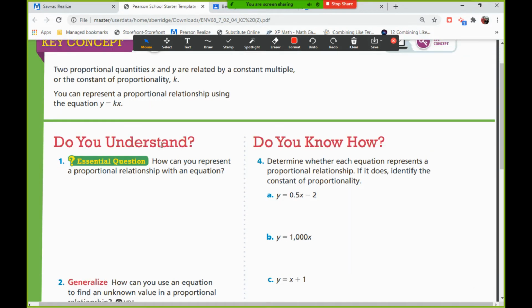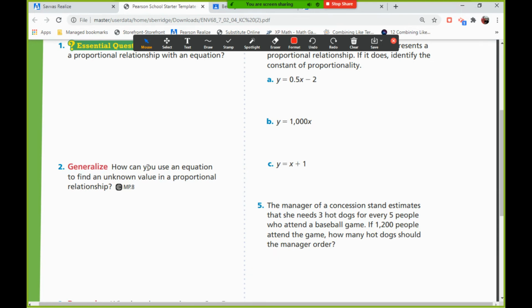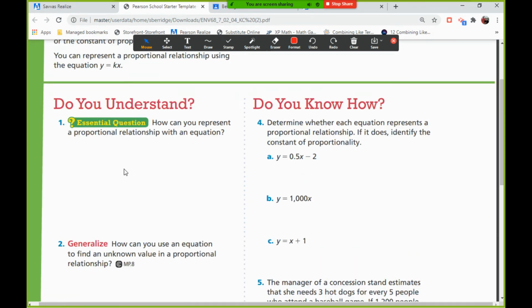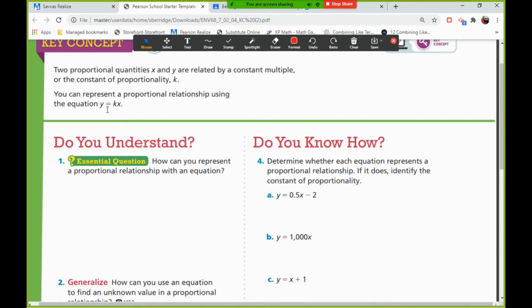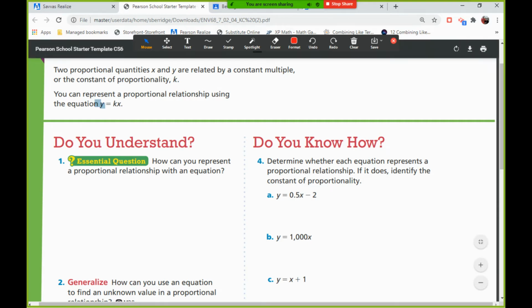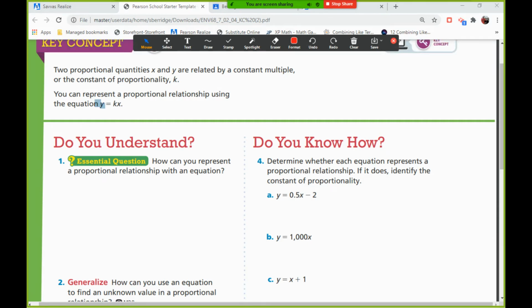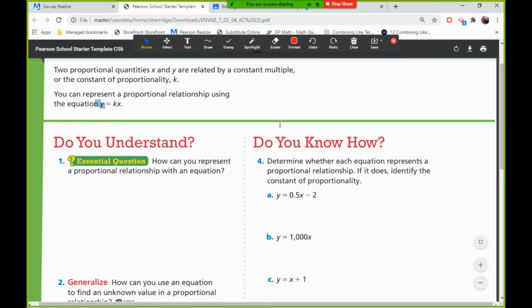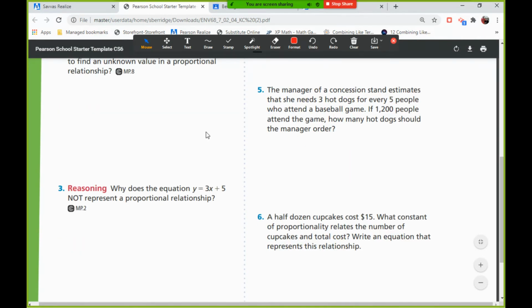Looking down here, how can you use an equation to find an unknown value in a proportional relationship? Well, when you have your equation y equals kx, you can plug in one piece that you know and get a piece that you may not. And why does the equation y equals 3x plus 5 not represent a proportional relationship? Well, because we have this plus 5 here.